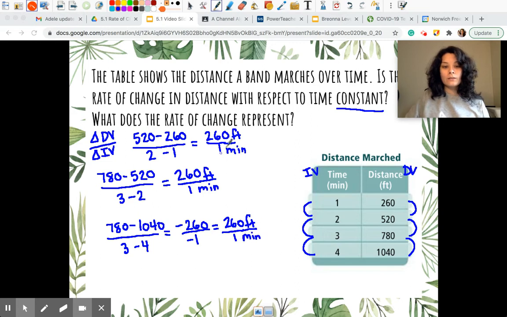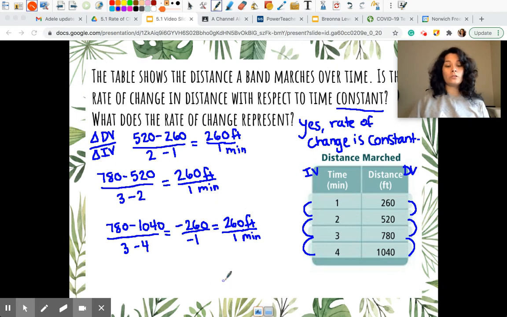So because I'm getting the same rate of change every single time, that tells me that yes, the rate of change is constant. I've answered that part of the question, and then here's my work to justify my answer of yes. The next question that we're being asked is, what does the rate of change represent?